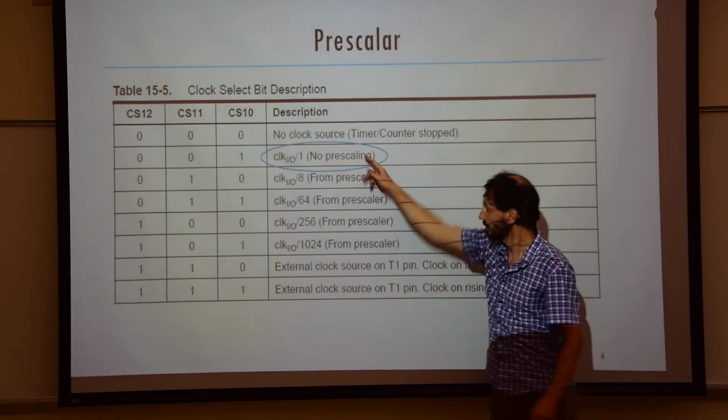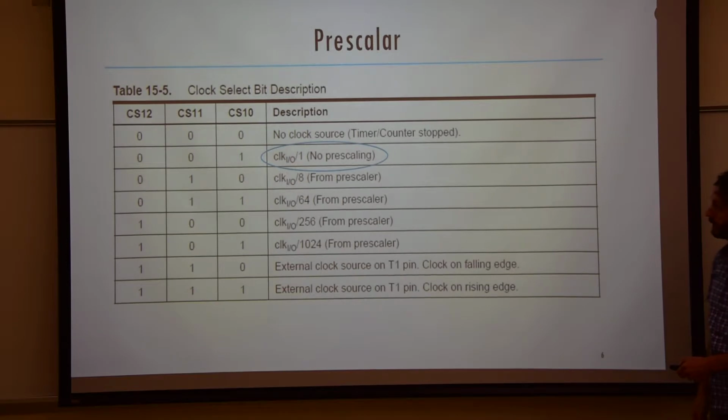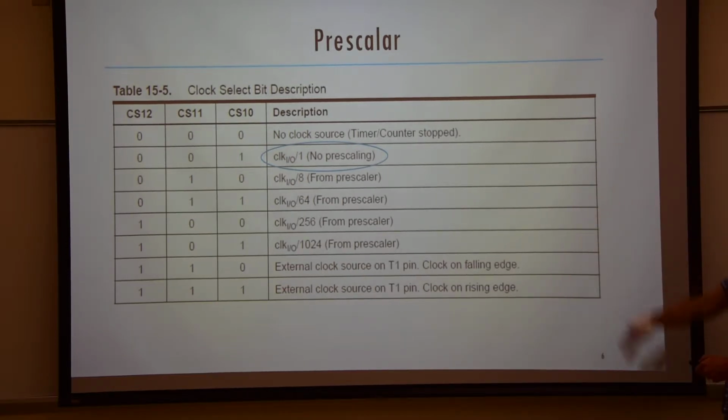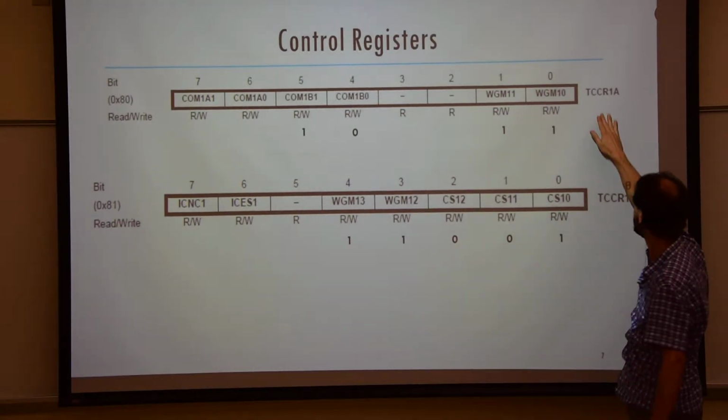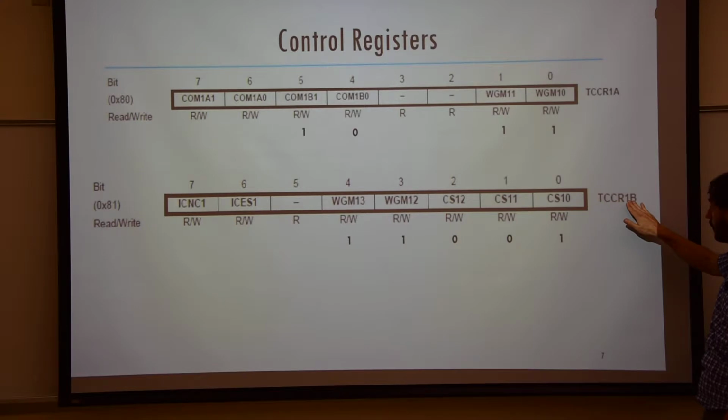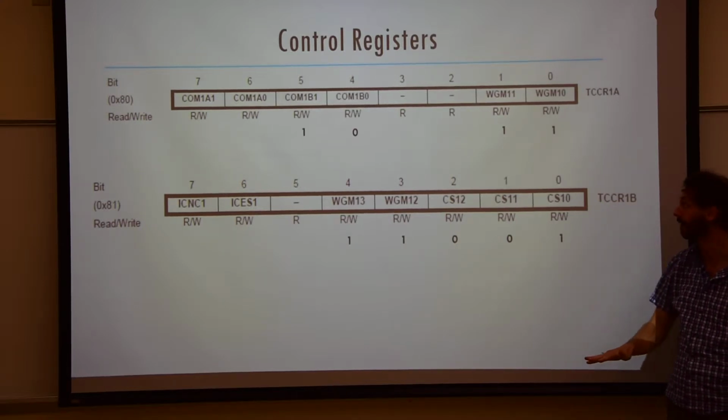So we're not going to use any pre-scaling, say we don't want this, but again, you can look at this particular table, you can see how you would want to set the pre-scaling. So here are the control registers. We have the TCCR1A, the TCCR1B, and we have seen this before, right?